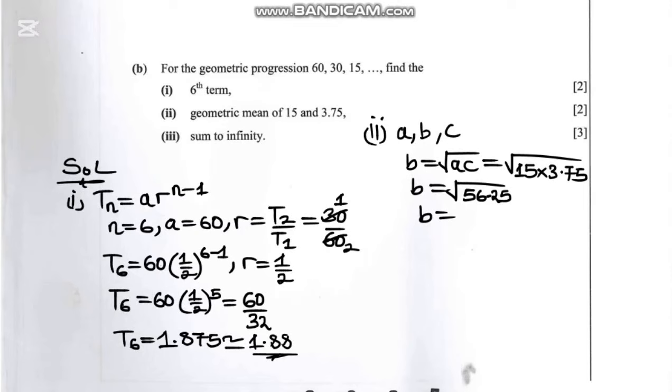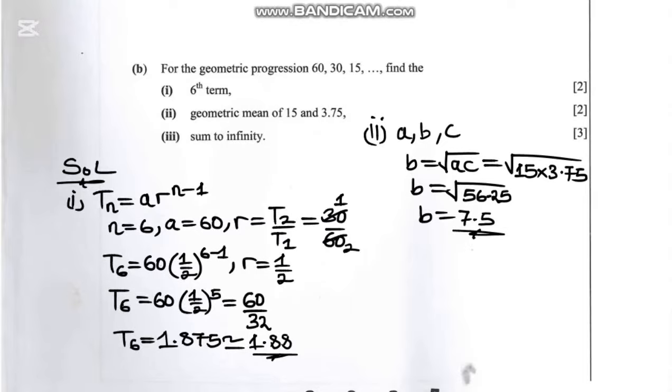B is going to equal the square root of the answer, which is 7.5. So the answer is 7.5. The geometric mean of 15 and 3.75 is 7.5.